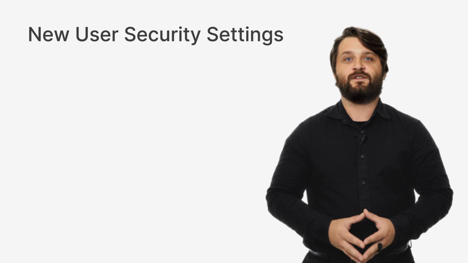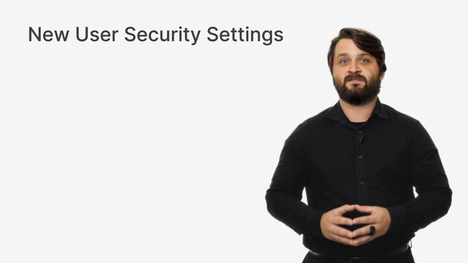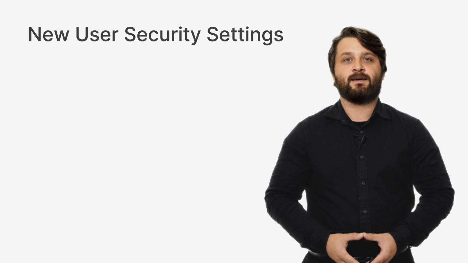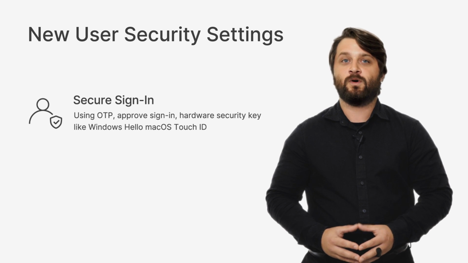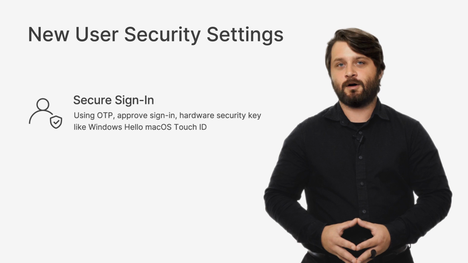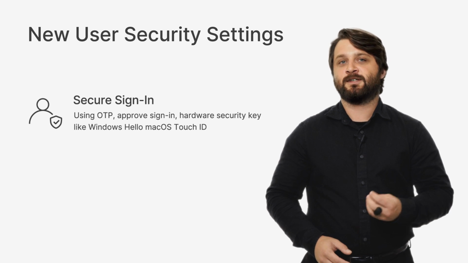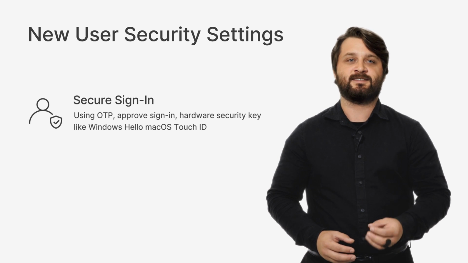There's some other security features that are available in DSM 7 and DSM 7.2 respectively. One of those being Secure Sign-In, which allows you to use a one-time password, approved sign-in, a hardware security key, or even Windows Hello and macOS Touch ID to log into the system.